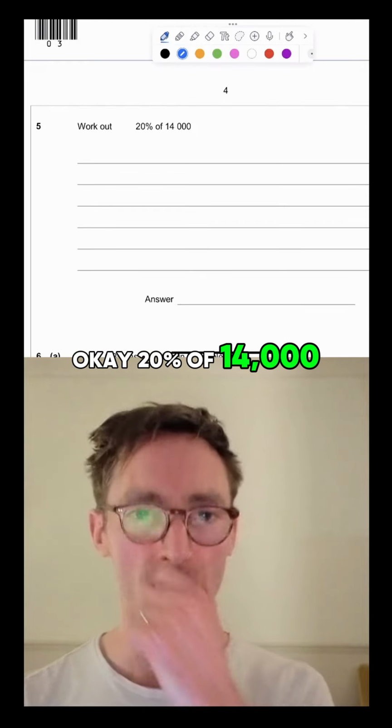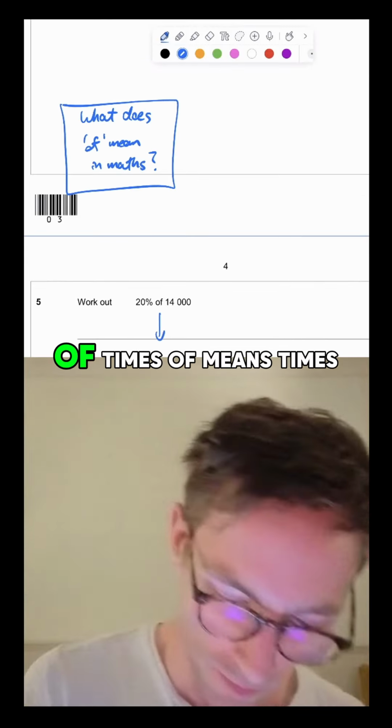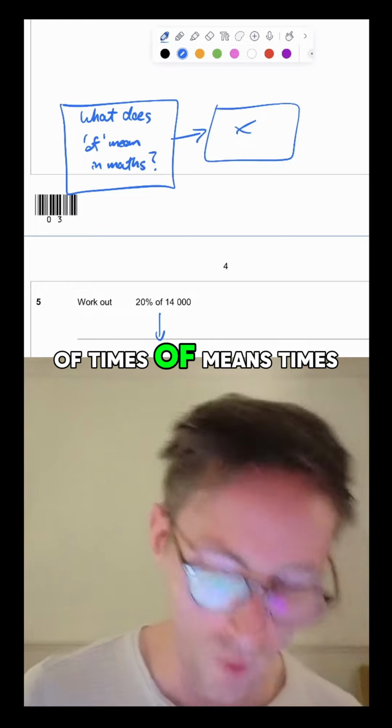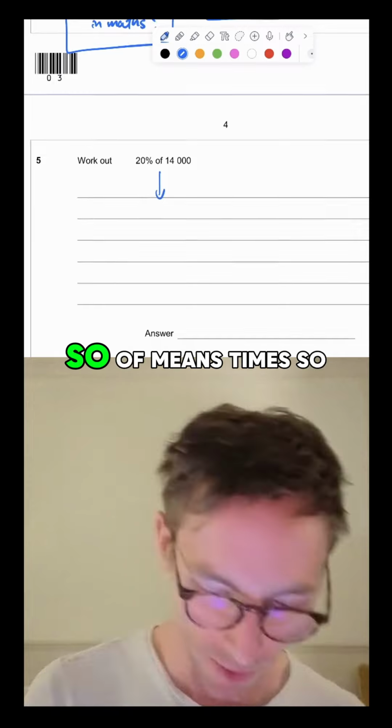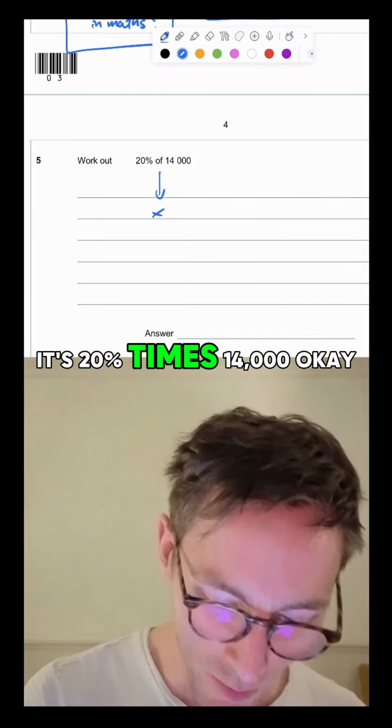Okay, 20% of 14,000. Whenever you see the word "of", it means times. Of means times. If you ever see "of", just replace it with times and go and get loads of marks. So of means times. So it's 20% times 14,000.